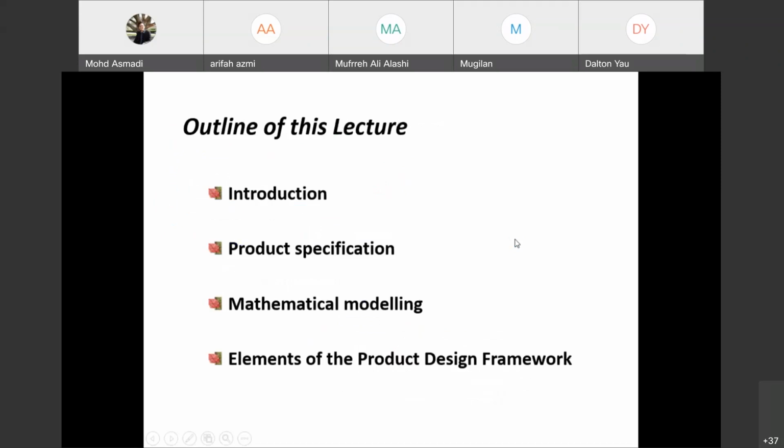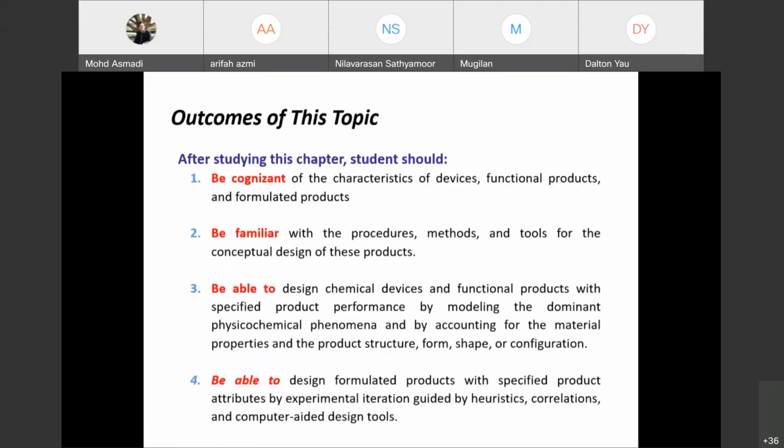And as outcomes, I hope that you can recognize the characteristics of the devices, functional products, and also formulated products, and become familiar with the procedure, method, and tools for the conceptual design of these products. You can design the chemical devices, functional products, and also formulated products. That is the outcome for number 4.